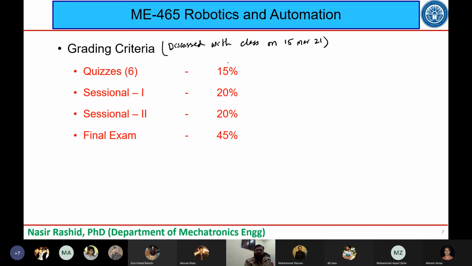So again, I repeat that this is something we discussed today, but if the situation changes, then we might have to readjust some percentages. But if all goes well, as we are thinking, after 2 weeks we will be able to go into the face-to-face mode, and then we will have exams in the face-to-face mode. So this would be the grading criteria which we would follow. Any discussion, or if you think that we need to change this, we are open for discussion, so you can give your input also.